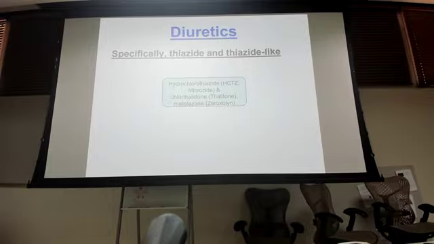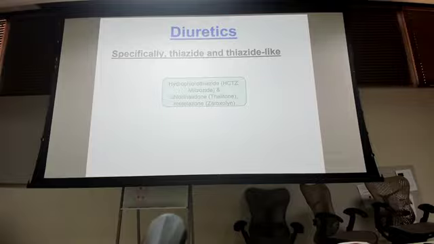Why? They are the best tolerated across the board. Better than ACEs, better than ARBs, better than calcium channel blockers. And we'll talk about some of the side effects of those other medications. Usually first line, unless contraindicated. That's why they're over on the far left of that little tree that we talked about.